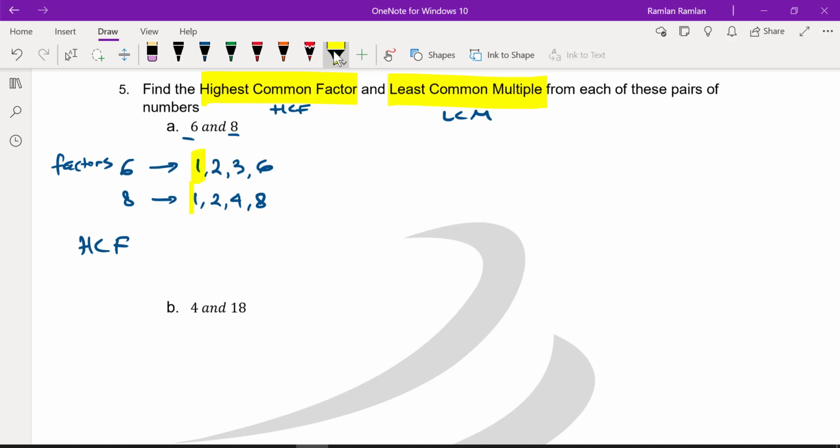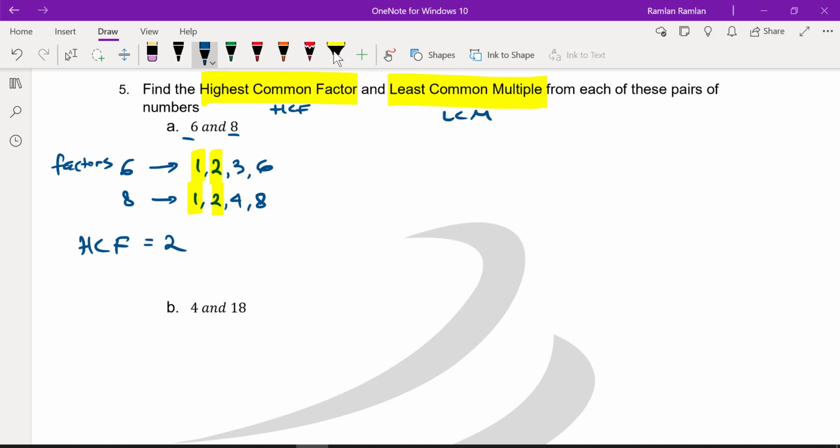So 1 are the same, yes, and then 2 are the same, and then we don't see any other number that are the same, right? So since the largest number is 2 from the factor, the highest common factor of 6 and 8 equals 2. Okay, so the next one is the least common multiple.